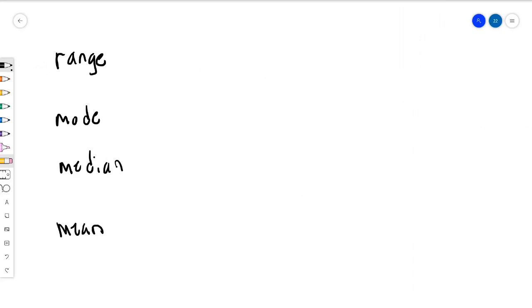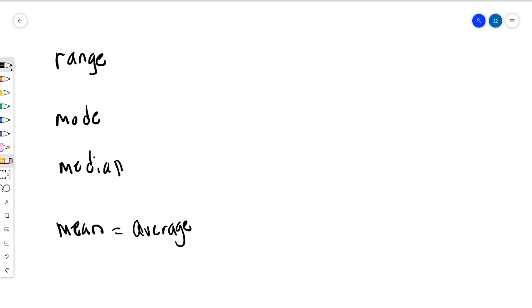Okay, next, let's look at range, mode, median, and mean. Many of you are probably thinking, oh, that's easy. It is easy. It's actually very easy. You just need to memorize what these definitions are. What are the definitions of each of these? Range, mode, median, mean. Mean's easy. That's just the average. Mean is the average.